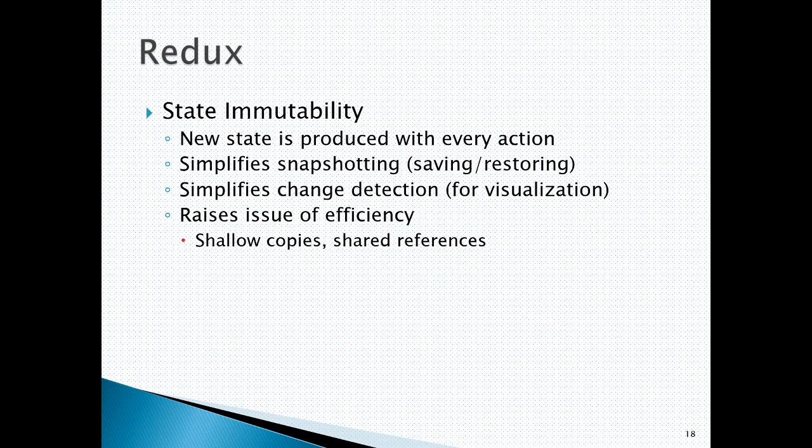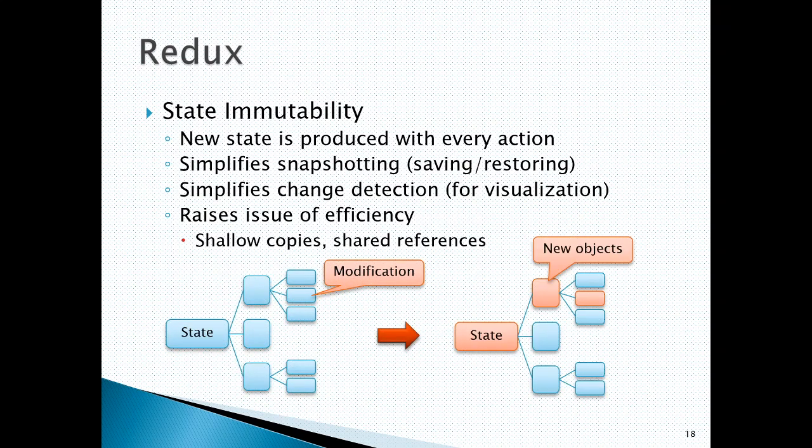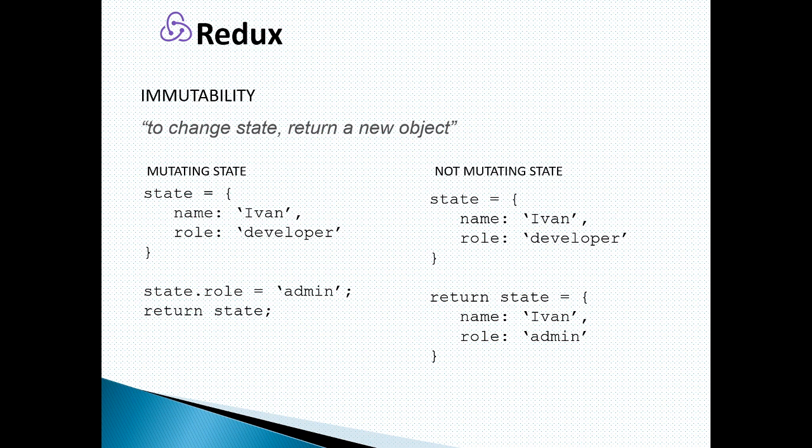State immutability. A new state is produced with every action. It simplifies snapshotting, saving, restoring, and simplifies change detection, though it raises issues of efficiency, shallow copies, and shared references. You can roll back to the previous state, etc. So Redux provides you immutable state transitions. State modifications create new objects, and against that the new information will be provided to you.